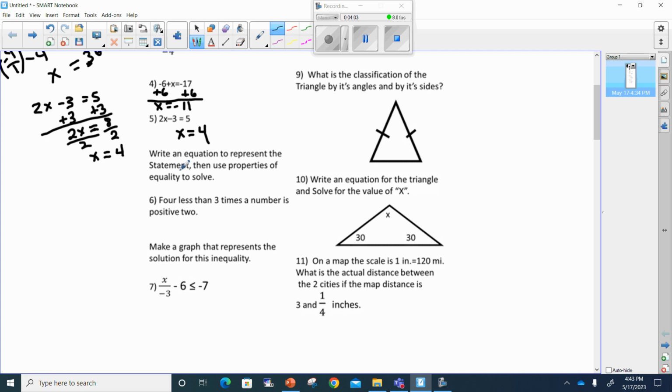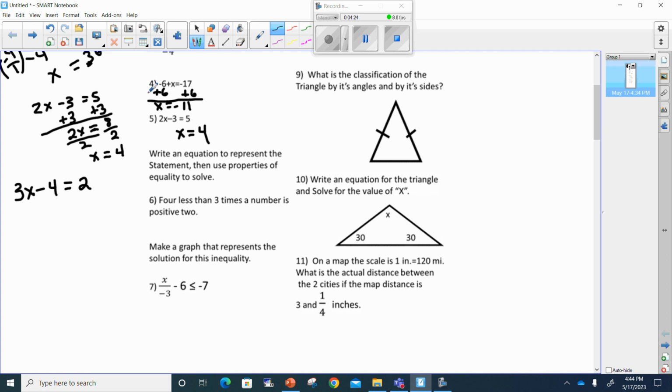Number 6 says write an equation to represent the statement, then use properties of equality to solve this. 4 less than 3 times the number is positive 2. I can write that by putting 3x. Remember, this is 4 less than, so I'll be taking 4 away from 3x. And it says is positive 2.